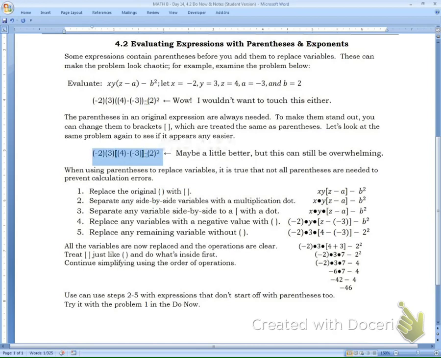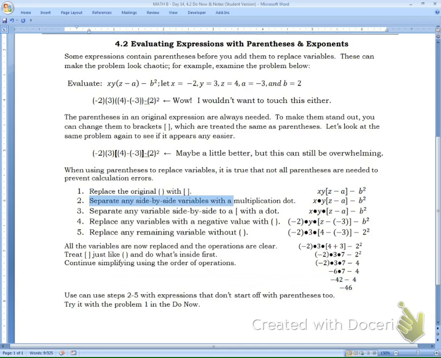Even though it might look a little bit better, I still think we can put a little bit more improvement to this. So here's some quick tips for changing the problem so that it prevents you from making some calculation mistakes. Step 1, replace any original parentheses in a problem with your brackets. That's what I recommend at first. You can see the same problem with our parentheses.